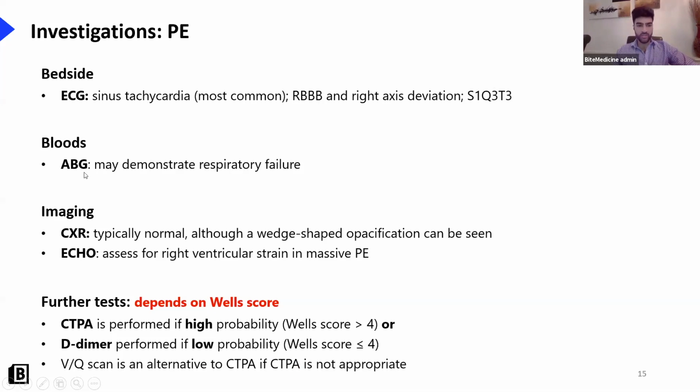You want to do an arterial blood gas because if they're hypoxic, you want to check their PO2. They may be in respiratory failure, which again is a bad sign because it means they're not oxygenating properly.